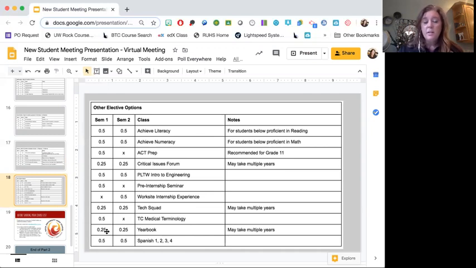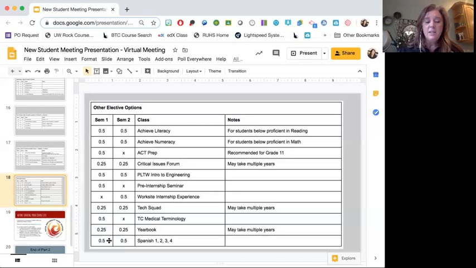Then yearbook is another class that we offer. It is a quarter credit first and a quarter credit second semester, so half credit for the year. You can take this multiple years, and we encourage students that are interested in journalism, photography, anything like that, social media even, to get involved in our yearbook.